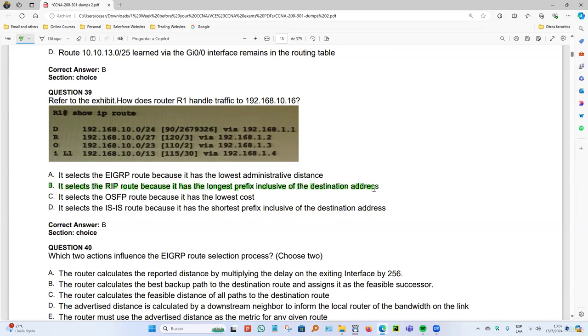IS-IS, in fact, is 115, but it uses the 120. It uses RIP with the 120 administrative distance, and the main reason is the longest prefix match. That is a rule that we need to be aware of. So please be informed about that one, and remember that when we are working with different routing protocols, we will be selecting the best path with the longest prefix match, 120, and that will be RIP.